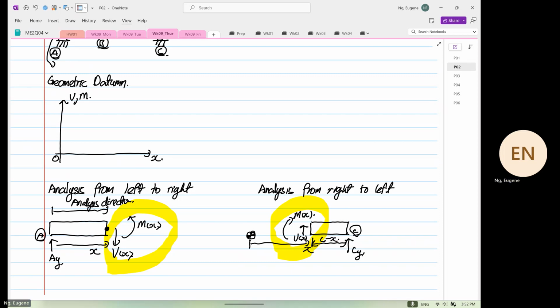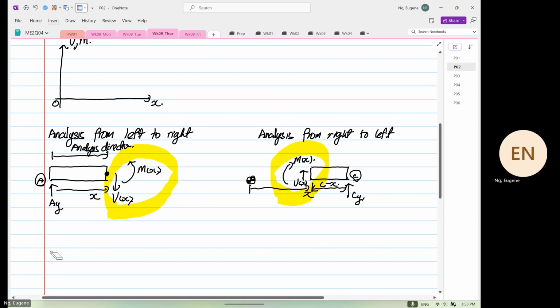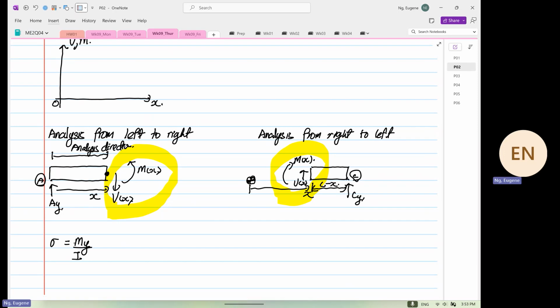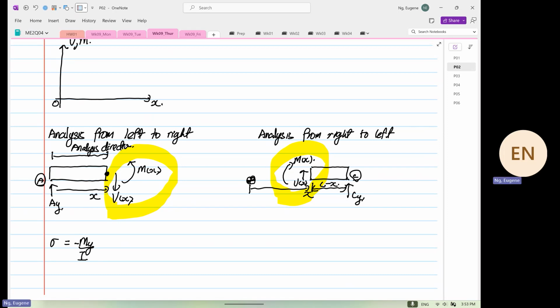Okay. Now, have you all learned stresses due to bending moment? Hello? So now you come to a function where stress is equal to negative My over I. What does M stand for? Moment. Okay, or more specifically, bending moment.